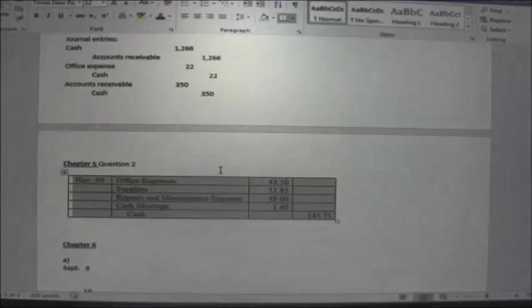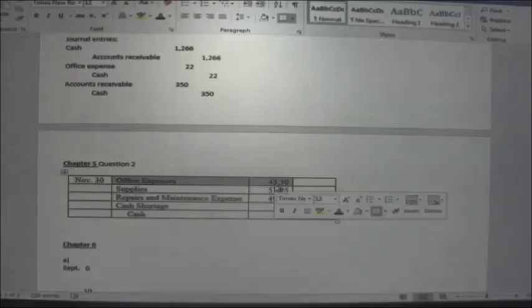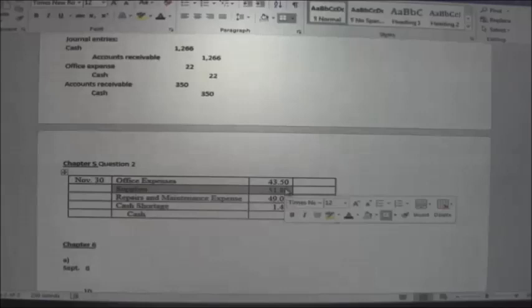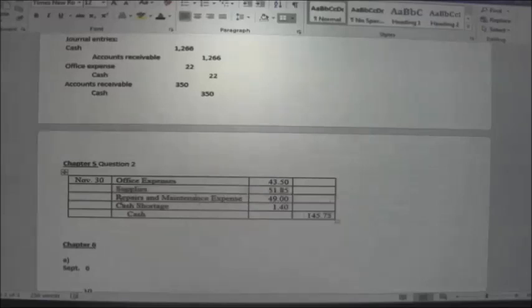So this is the journal entry you're seeing now. The $43.50 is for the postage. This is supplies. Please remember that when you're buying supplies, you would record it as supplies and not supplies expense. And the repairs and maintenance expense, and then there's a cash shortage of $1.40. And then that will make it all even when we put back $145.75 to replenish our petty cash fund.